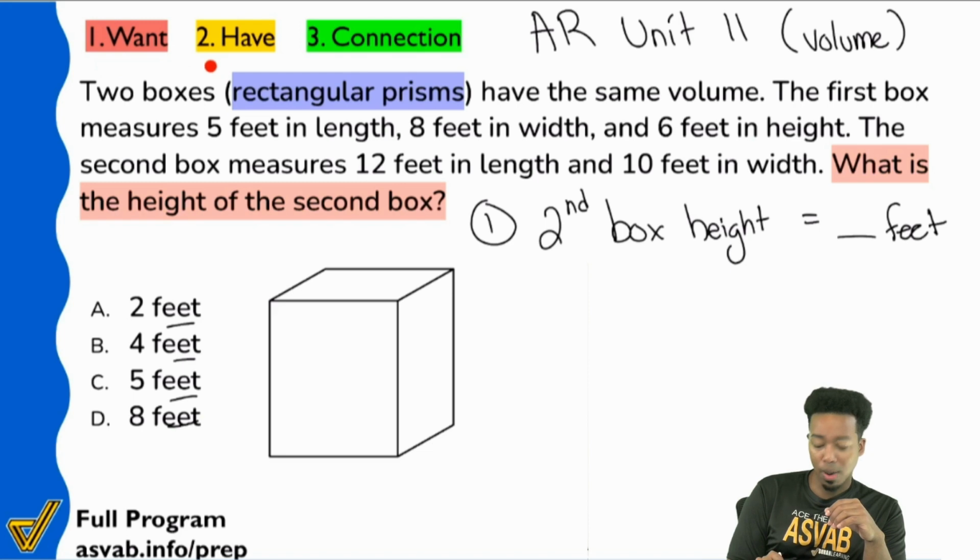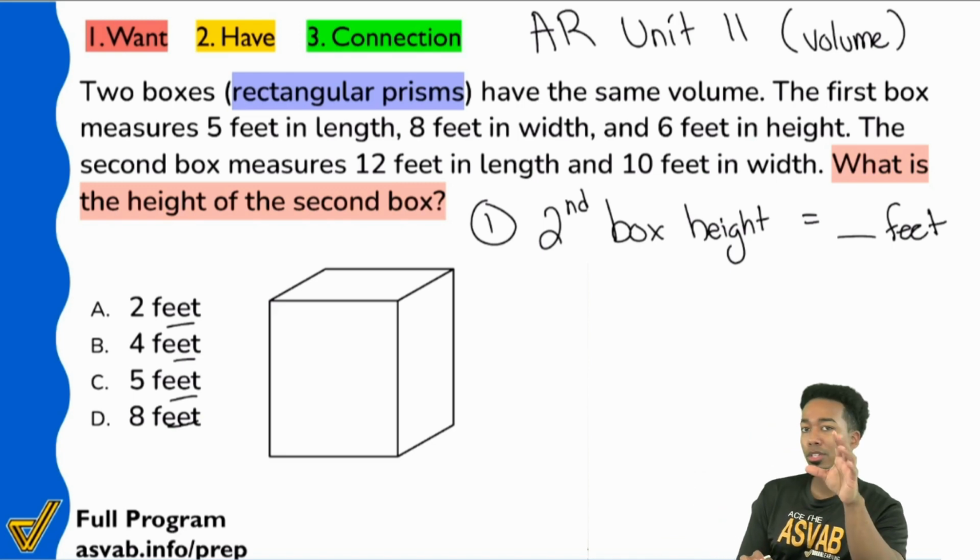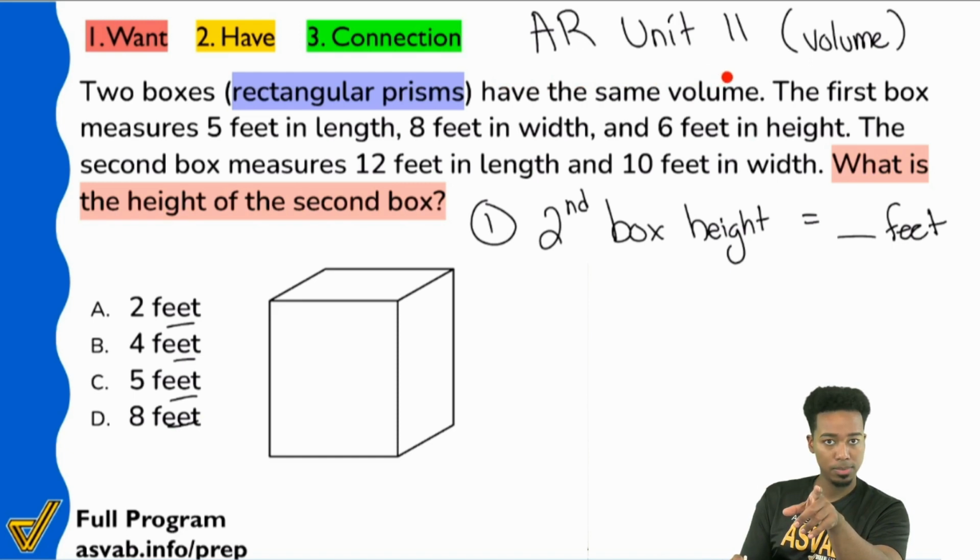It says 2 boxes, rectangular prisms. That shouldn't be the trigger yet. They gave you the name of the shape, whatever, but you need to know what about the shape you're dealing with. Then it says have the same volume. Right there. That's the key there. We really need to pay attention to that.